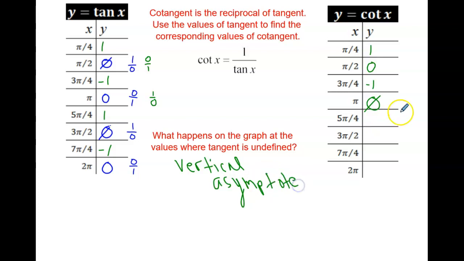Okay, then at 5 pi over 4, the reciprocal of 1 is 1. At 3 pi over 2, the reciprocal of undefined, right, 0 divided by 1 is 0. Then at 7 pi over 4, the reciprocal of -1 is still -1. And at 2 pi, the reciprocal of 0 is undefined. So we'll have another vertical asymptote at 2 pi, which means our vertical asymptotes are going to be one at the origin and then plus or minus k times pi because they're pi units apart.